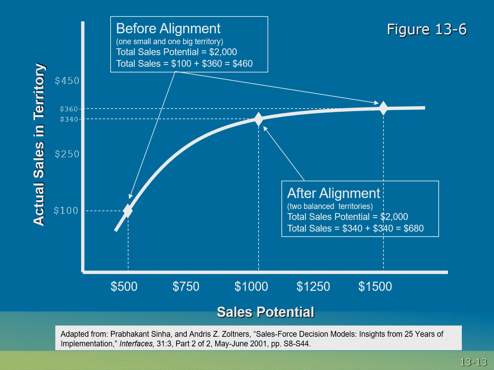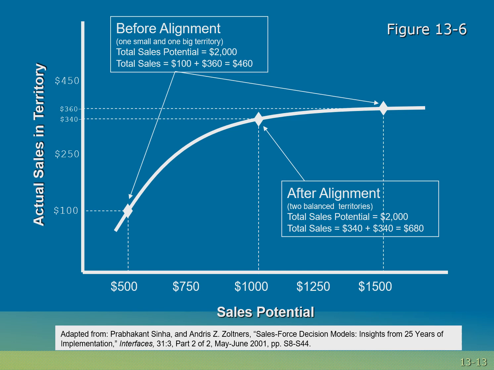territory design, where they have one small territory here and one big territory here. In this territory, where the potential is 500, the rep achieved sales of only 100,000. At this territory, the big territory here, the sales potential is 1,500, and the company sales would be 360.